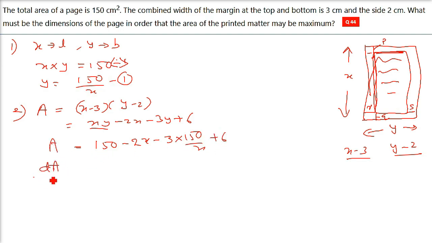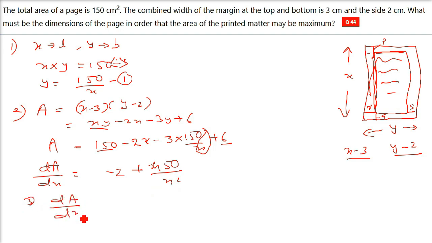Just differentiate it now. dA by dx is what you need to perform. The constants are going to be 0. Minus 2x gives negative 2. And this 3 into 150 is 450. Differentiation of 1 by x is negative 1 by x square. Next, you have to equate it to 0. So negative 2 plus 450 by x square is equal to 0. So you get 450 by x square equals 2.